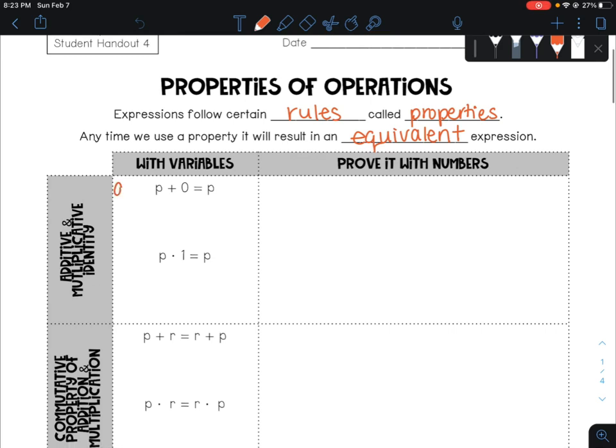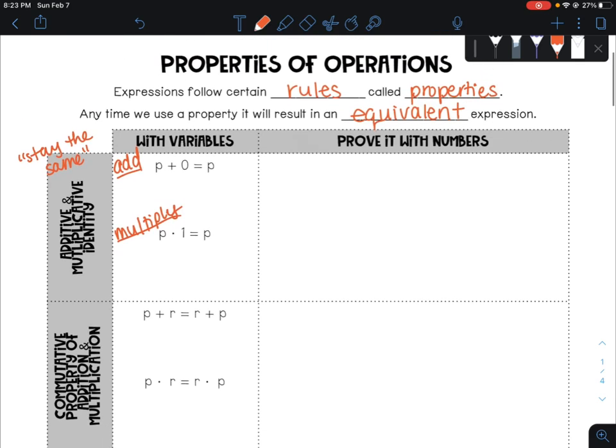This is for addition and for multiplication. The identity property comes from this word identity, which means to stay the same. So when you use the identity property, you're using the identity. It's the number that makes the expression stay the same. So in adding, if you add 0, nothing changes. If you multiply, you can't multiply by 0 because that would equal 0. But if you multiply by 1, nothing changes.